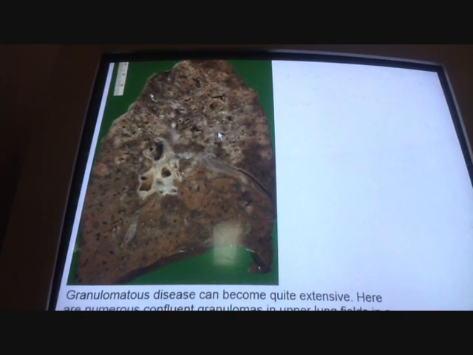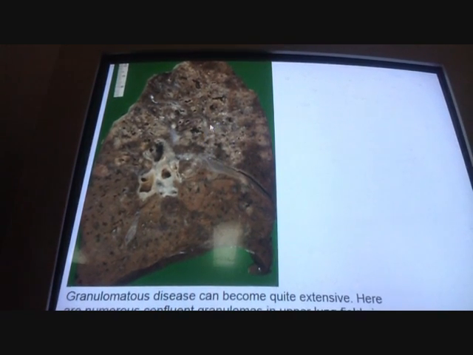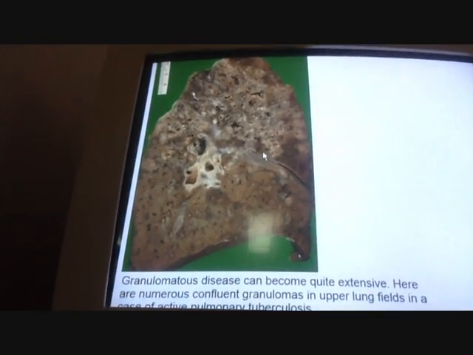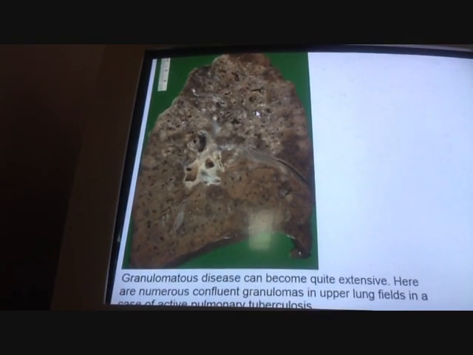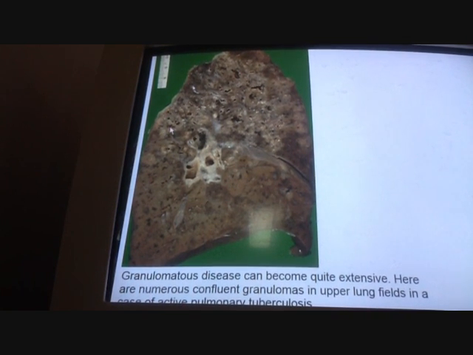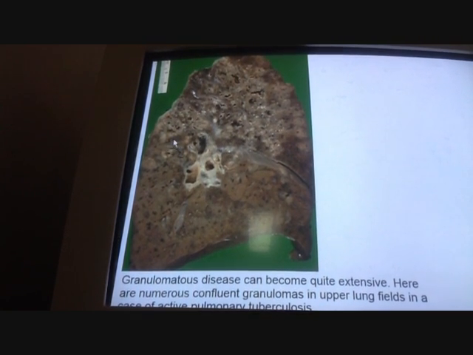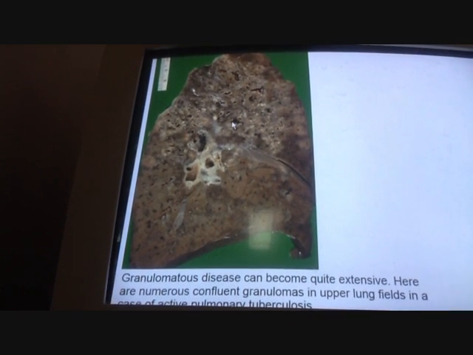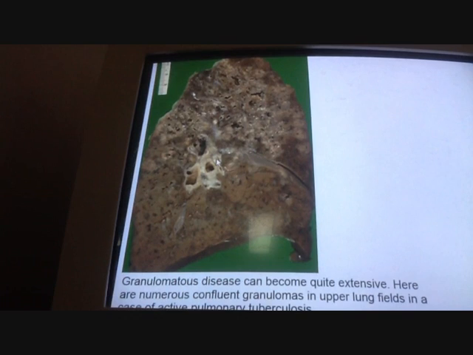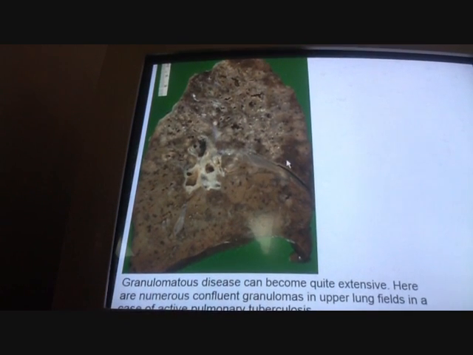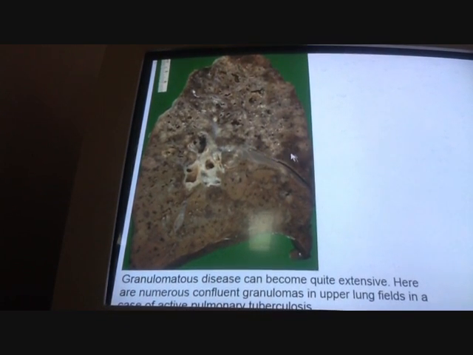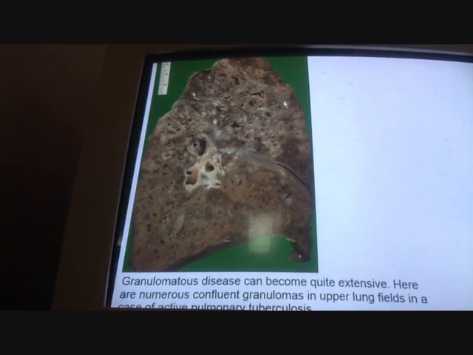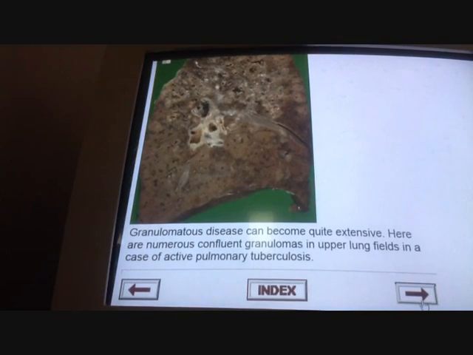This is an example of granulomatous disease. Granulomatous disease involving the lung. As you can see, we have these white nodules, widely dispersed white nodules. Usually they affect the upper pole if involved in the case of pulmonary tuberculosis. This patient had pulmonary TB, and as you can see, the upper lobe of the lung is diffusely infiltrated by those white nodules, which are called granulomas.